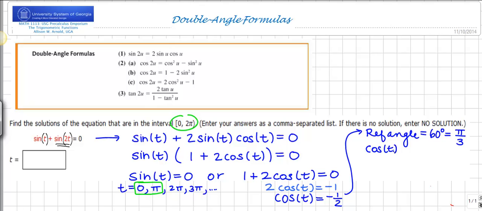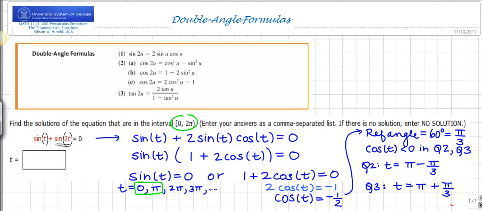Cosine is negative in quadrants 2 and 3. So the quadrant 2 solution for t will be pi minus the reference angle, and the quadrant 3 solution will be pi plus the reference angle. Now you could simplify those if you wanted, or we could list everything in the box. It did not say we had to list them in order.